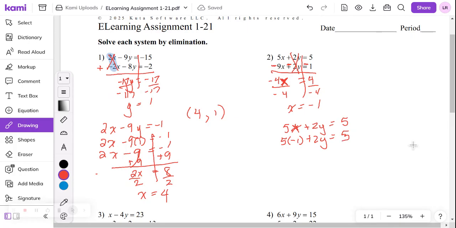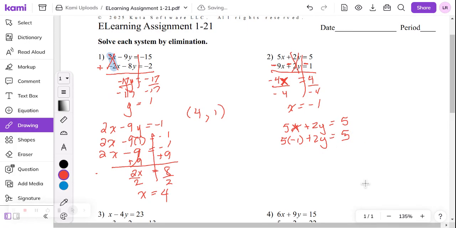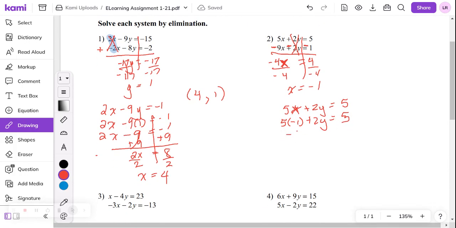5 times negative 1 is negative 5. And solve my equation. For this one, I would have to add 5 to both sides. That's going to give me 2y equals 10. Divide both sides by 2, and y equals 5. So it's an ordered pair. X is negative 1, and y is 5.